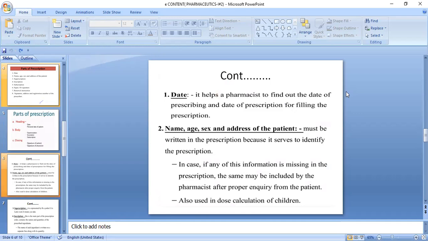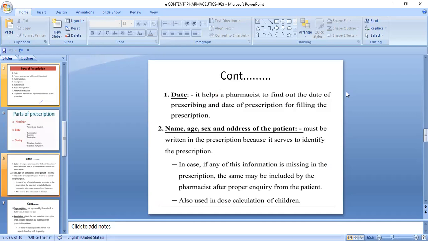So date is very important because at the time of renewal of the medication or at the time of listing of prescription, date is important so that the prescriber or doctor can also understand for how long the past medication was given and what is the condition of the patient. So date is very important.